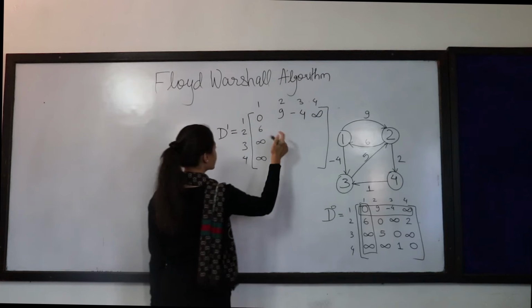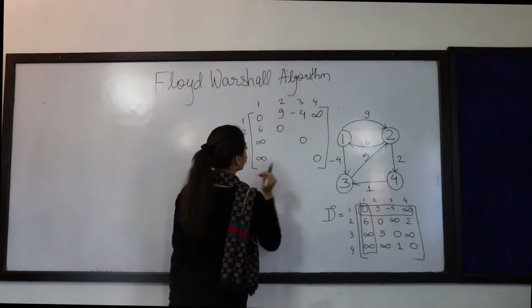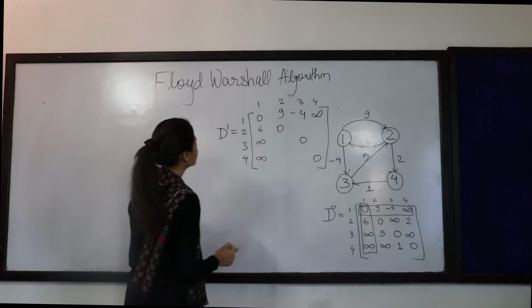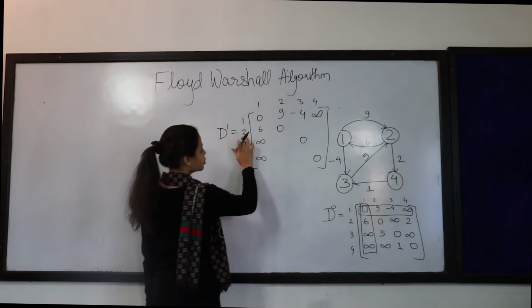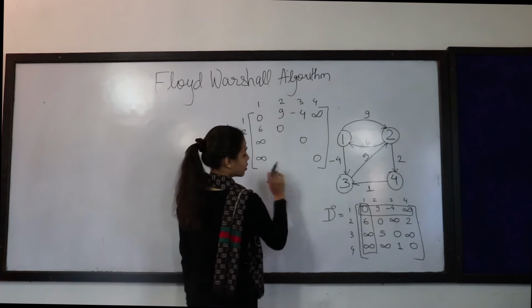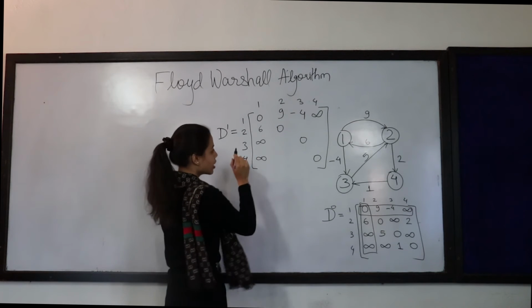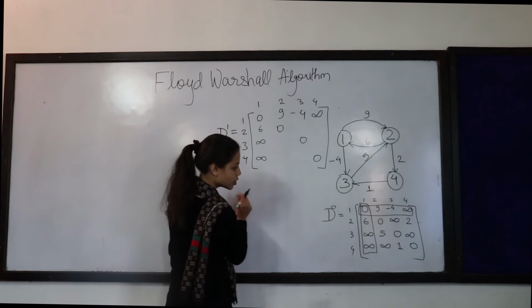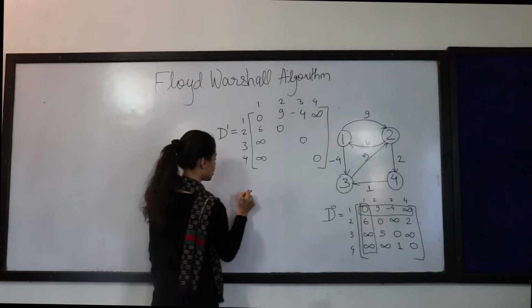And the diagonal should be 0. Now we will see the distance from 2 to 3 from D0 matrix. The distance between 2 to 3 is infinity.